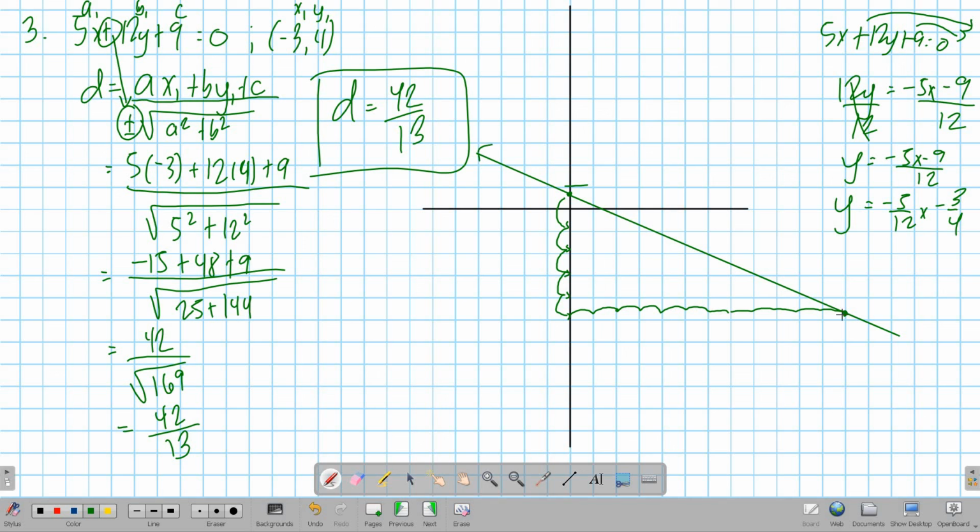A very rough sketch of the graph of 5x plus 12y plus 9 equals 0. The point is 1, 2, 3, 1, 2, 3, 4. This is the point -3, 4, which you can see is quote-unquote above the line. It is on top. So that's why we have a positive distance, because it's above the line technically. Hence, it's a positive distance. So that's how we get distances from a point to a line.